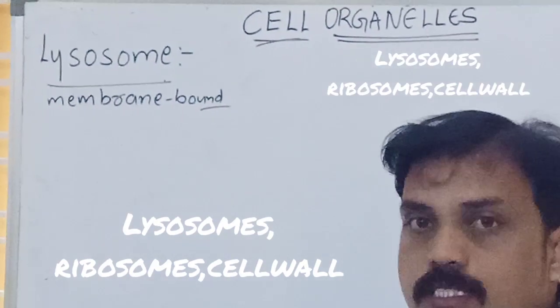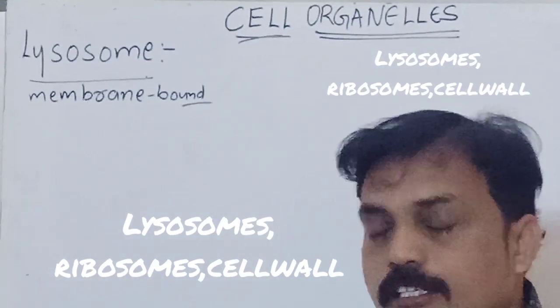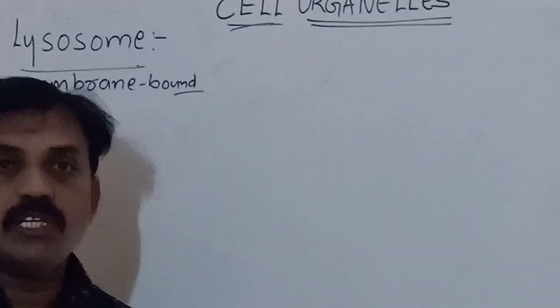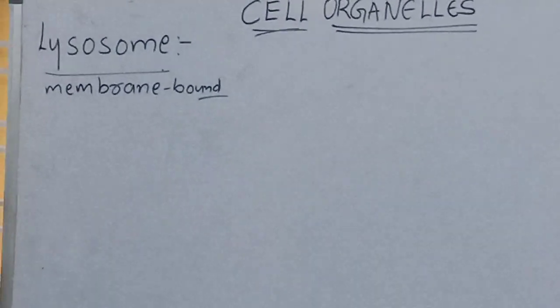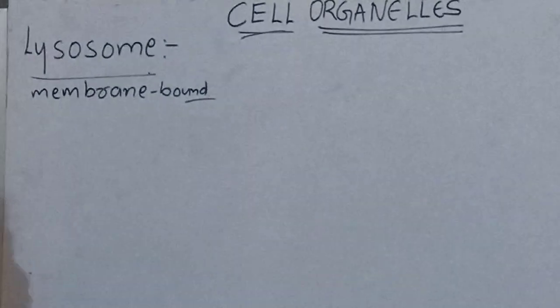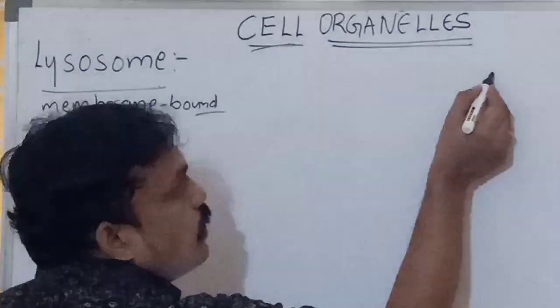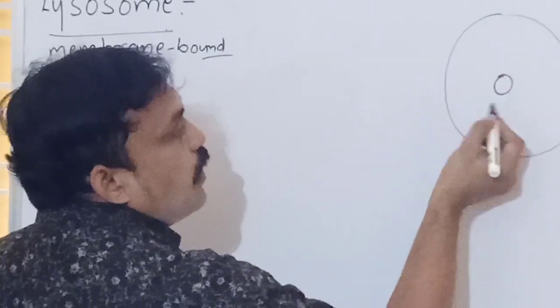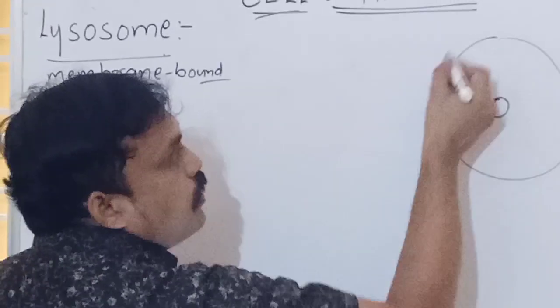Today we are going to discuss cell organelles. We already learnt about mitochondria, chloroplast, Golgi apparatus, and endoplasmic reticulum. Now we have to discuss the remaining cell organelles. What are cell organelles? Whatever parts are inside the cell, we can call cell organelles.